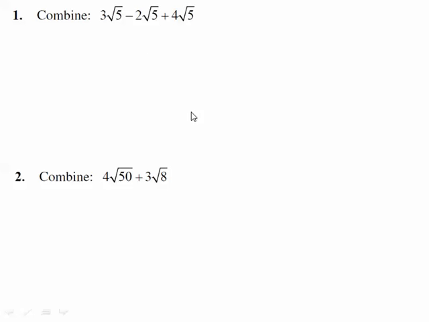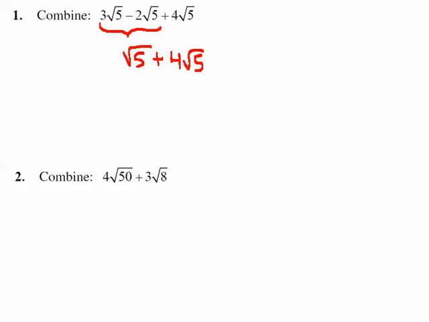And let's do it one piece at a time. So first of all, do we have like radicals? Absolutely. So let's go from left to right. I got 3 radical 5s, and I'm going to subtract 2 radical 5s. How many do I have left now? Got 1 radical 5. We really don't write the 1 down.